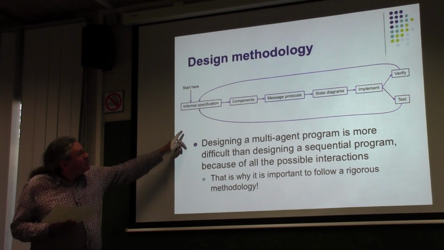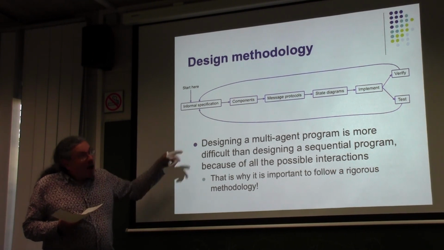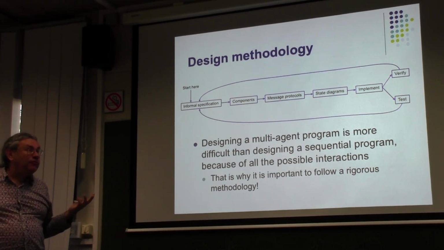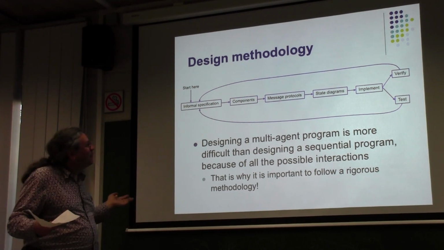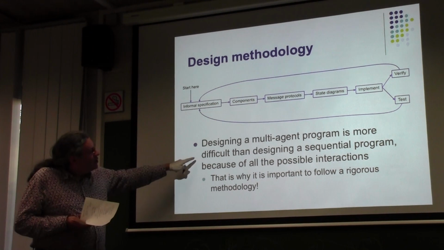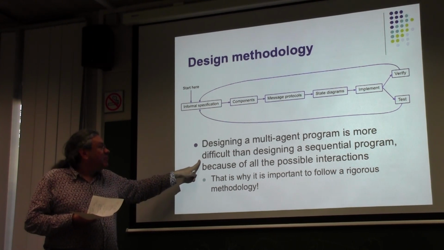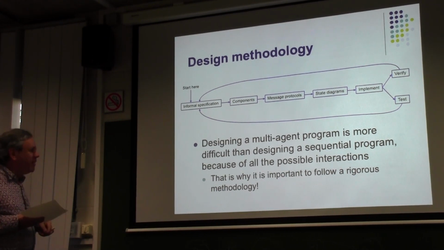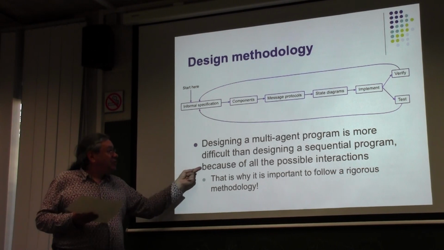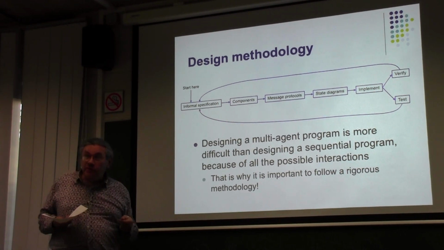So I'm going to introduce, here's a methodology. So basically this is kind of a discipline that you have to follow if you don't want to have buggy programs. Okay? Designing multi-agent programming is more difficult. Okay, that's an understatement. It's much more difficult than designing sequential programming because of all the interactions that might give different results. And bugs, the bugs can hide, okay?